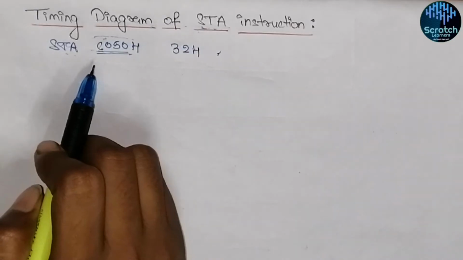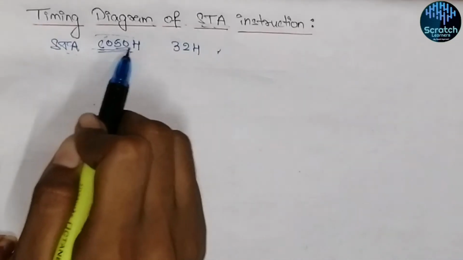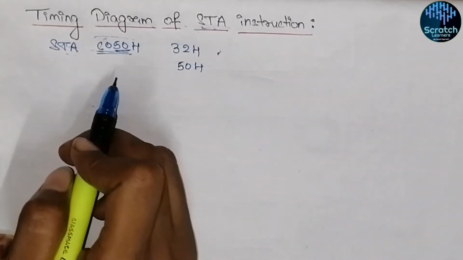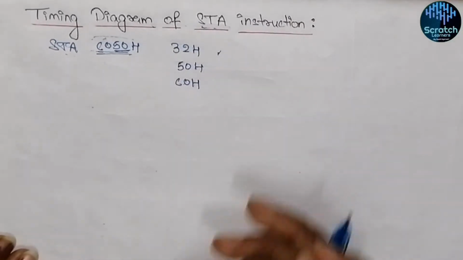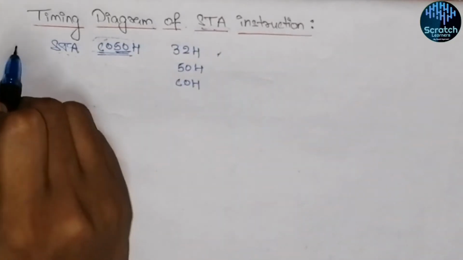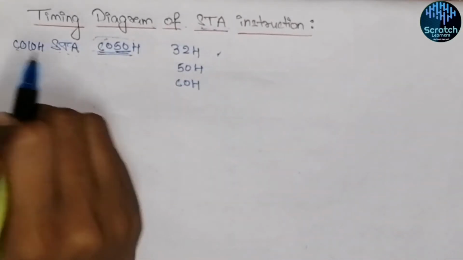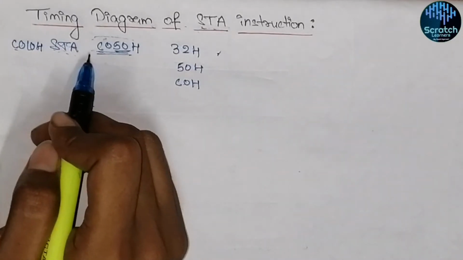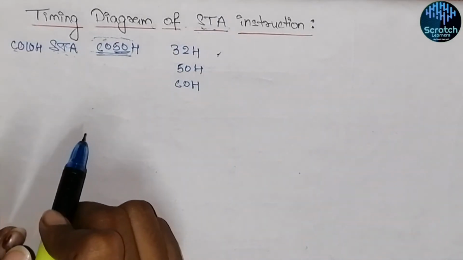The second byte and the third byte will be occupied by this address. The second byte will be occupied by the lower order address, that is 50 hex, and the third byte will be occupied by the higher order address, that is C0 hex. Let's say this STA instruction is located at C010 hex, where we need to store the content of the accumulator into the C050 hex address.